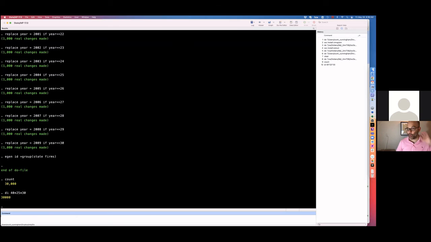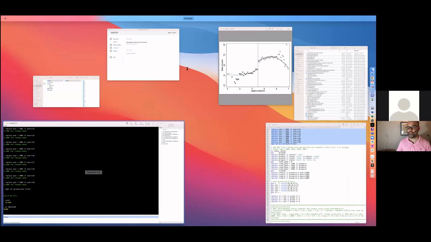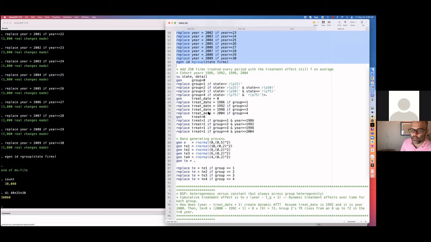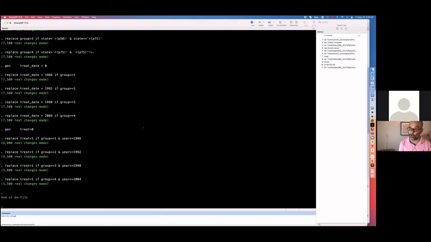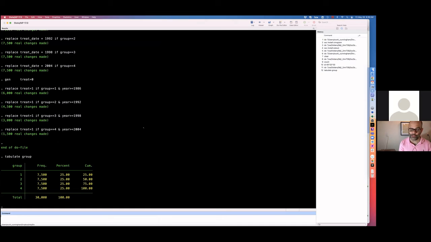Now we're going to do the differential timing. So I'm going to have 4 groups. Group 1 is going to get treated in 1986. Group 2 is going to be treated in 92. Group 3 in 98. Group 4 in 04. So I've got 4 groups, each of which are treated, each of which are 25% of the sample.